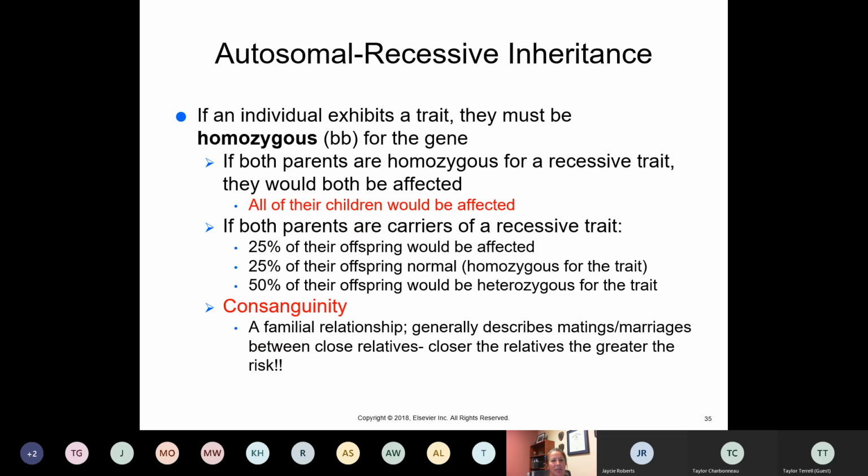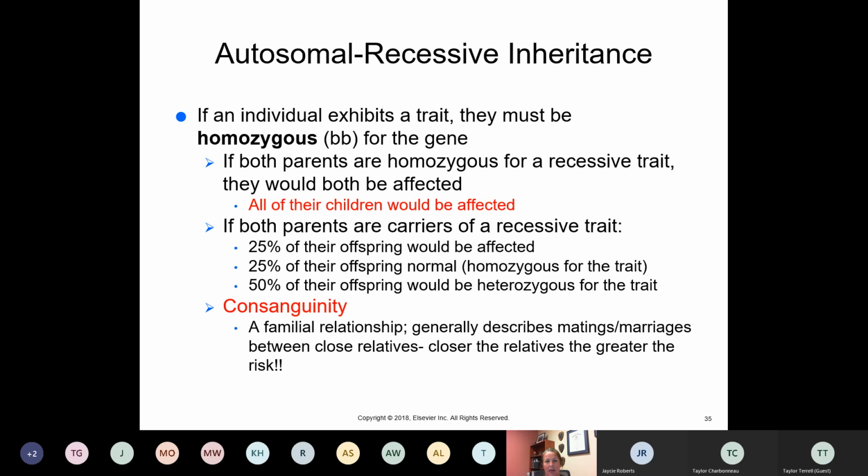Okay, so autosomal recessive then is an individual that exhibits a trait, but they must be homozygous to exhibit that particular recessive trait. So they have to have two little b's to exhibit the trait, because if there's a big B there with a little b, the big B is going to beat the little b because it's dominant. So if both parents are homozygous for a recessive trait, they would both be affected, so all of their children would be affected.